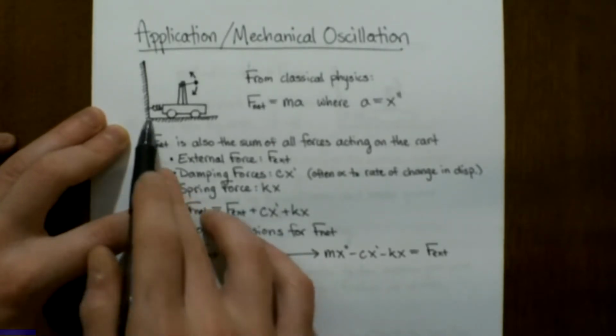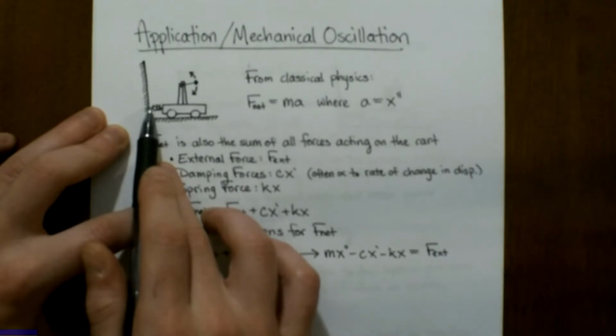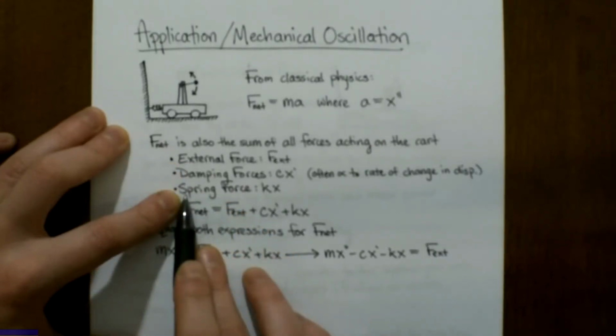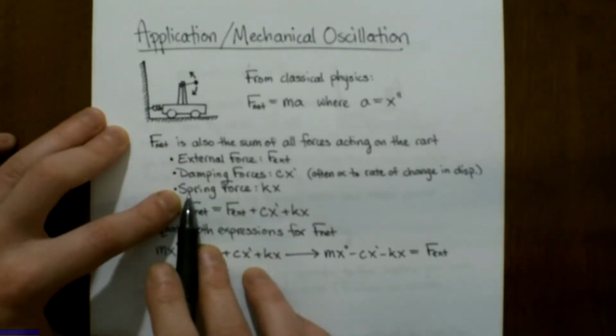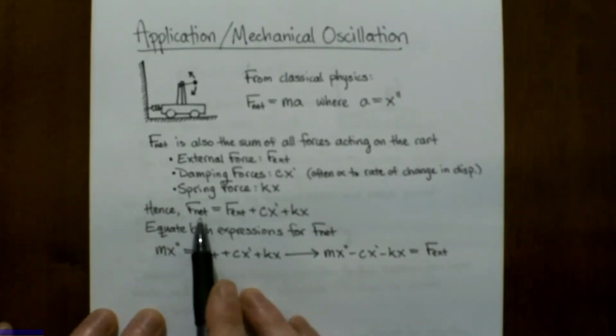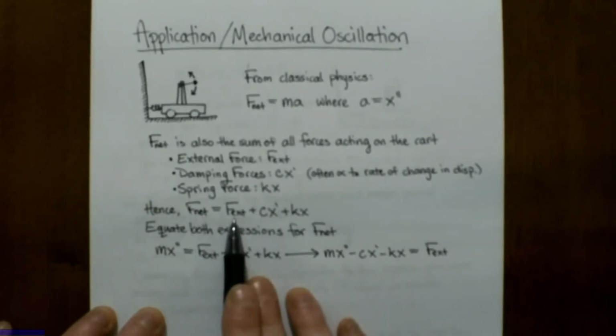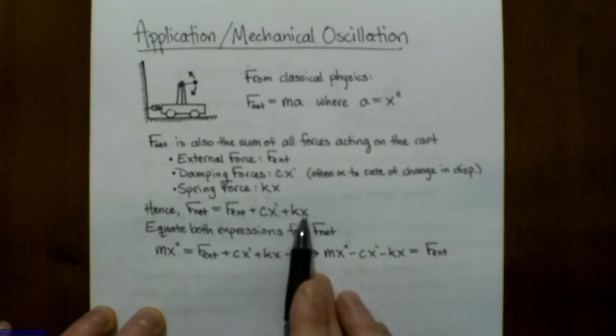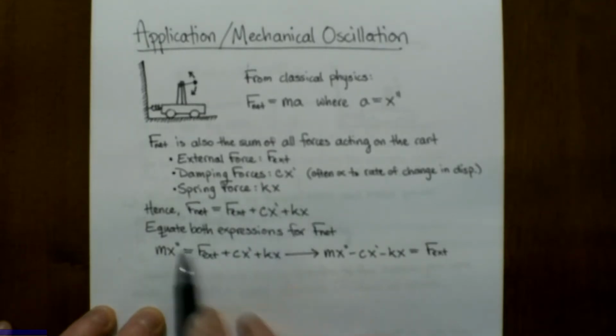There is, of course, also a spring force, seeing as it's mounted on a spring, so any time it moves in the direction of the spring, being a restoring force, the spring will exert a force on the cart in order to restore it to its equilibrium position. So we can also describe the net force as the sum of the external force, the damping force, as well as the spring force.